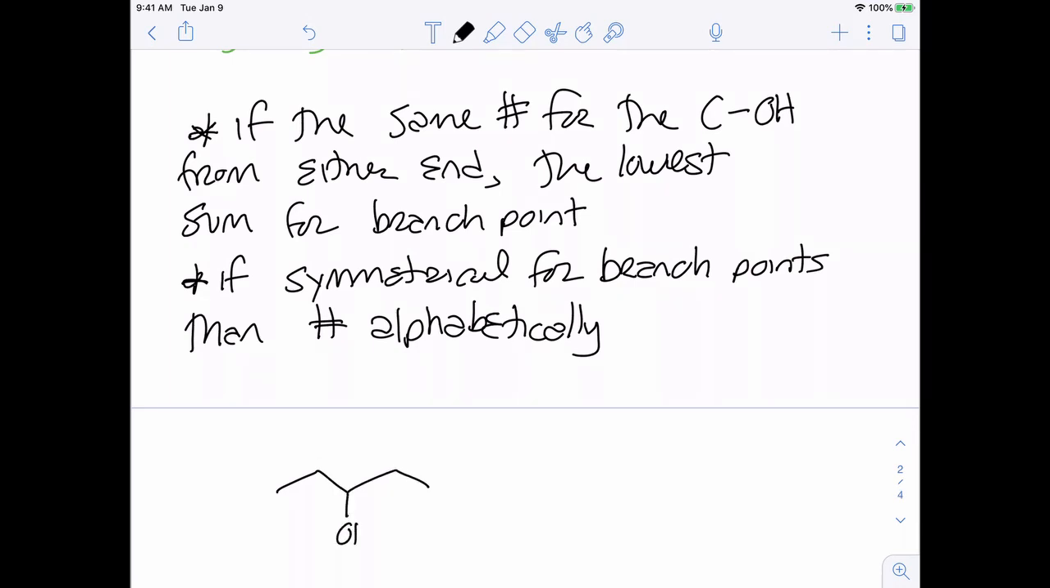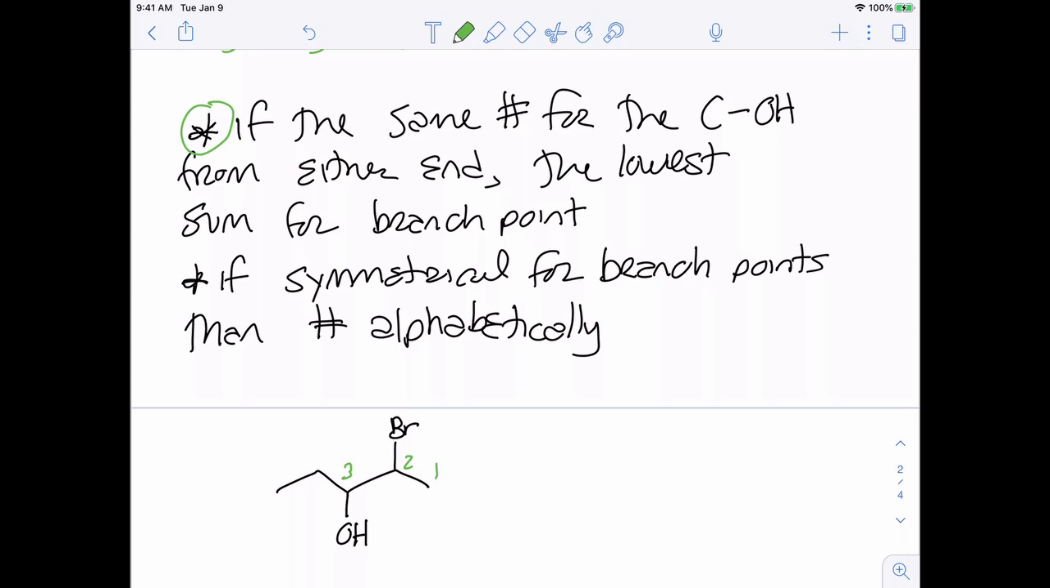So if I put my OH group here, and then I have a bromine here, if I was to number this one from the left, 1, 2, 3, my OH group is on carbon 3. If I was to number it from this direction, 1, 2, 3, my OH group is on number 3. So I have the same number for the carbon that's bonded to the hydroxyl group from either end.